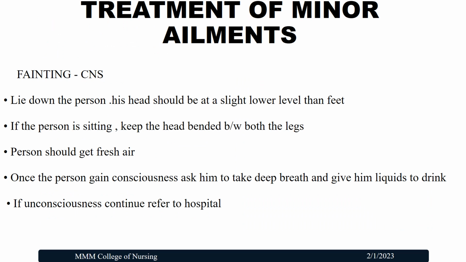Fainting. Lie down the person, with the head at a slightly lower level than the feet. If the person is sitting, keep the head bent between both the legs. The person should get fresh air. Once the person gains consciousness, ask him to take deep breaths and give him liquids to drink. If unconsciousness continues, refer to hospital.